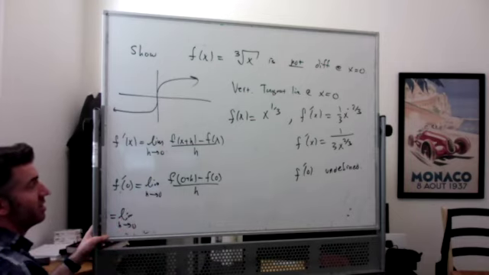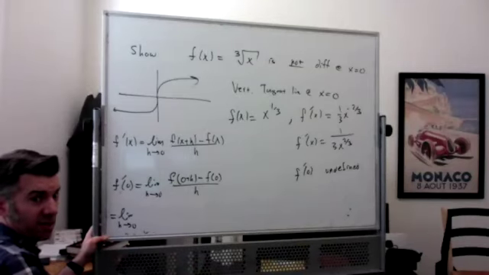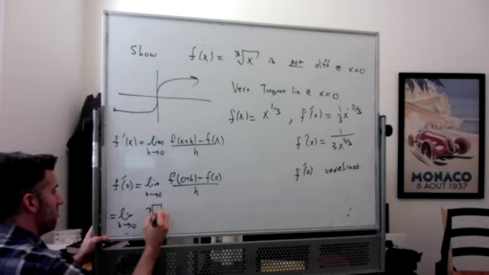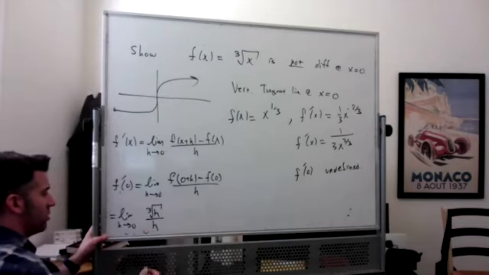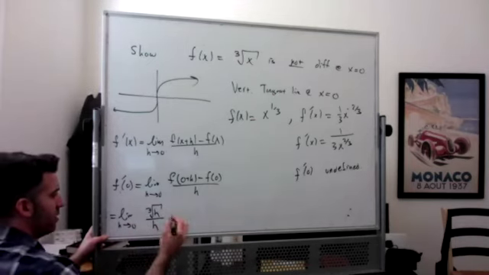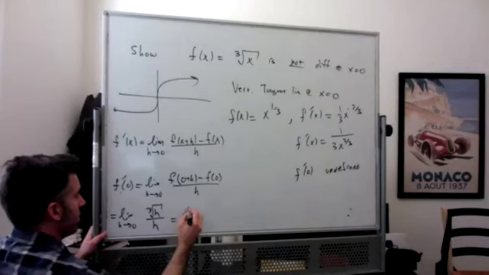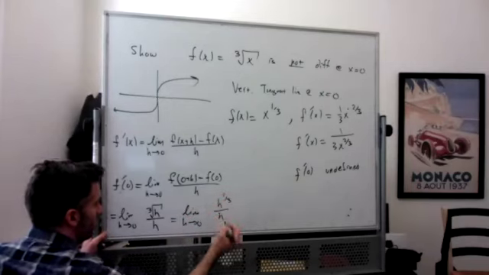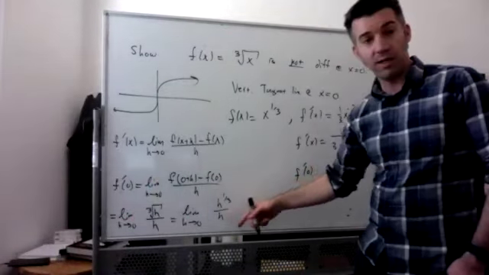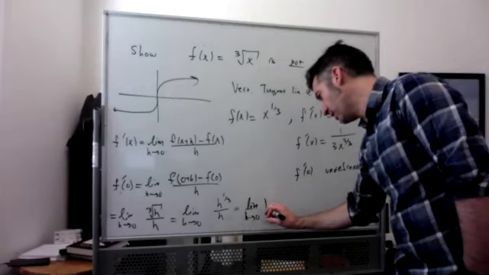So f of x is the cube root of x. So f of 0 plus h is the cube root of 0 plus h, which is just the cube root of h. f of 0 is 0, right? The cube root of 0 is 0, divided by h. Well, look at that. That's super easy to simplify. This is going to be the limit as h goes to 0 of h to the 1/3 over h. But when you have division like that, you subtract the powers. 1/3 minus 1 is negative 2/3. This is the limit as h goes to 0 of h to the negative 2/3.